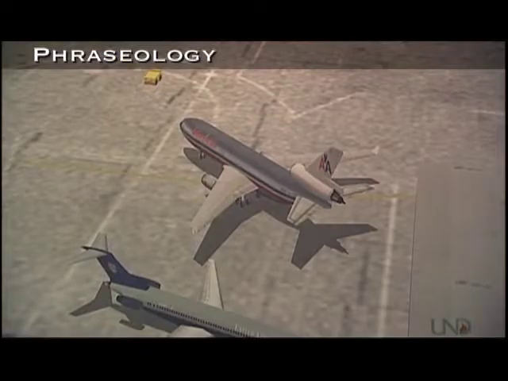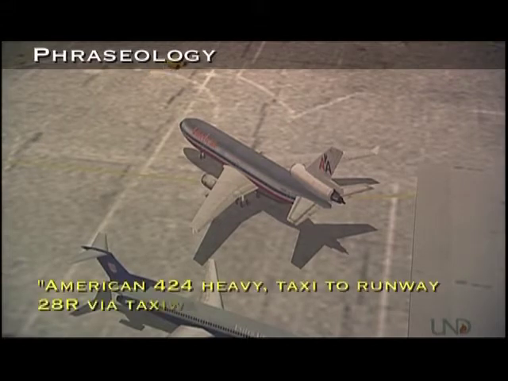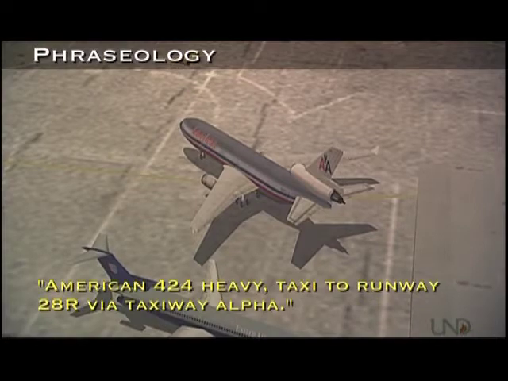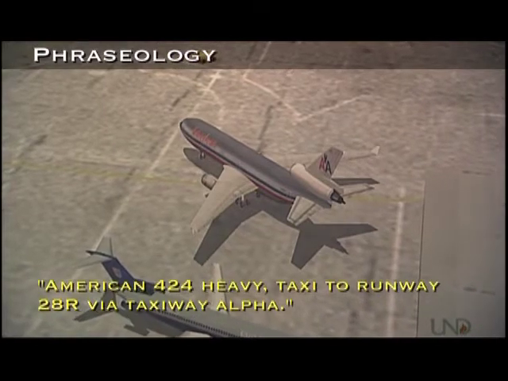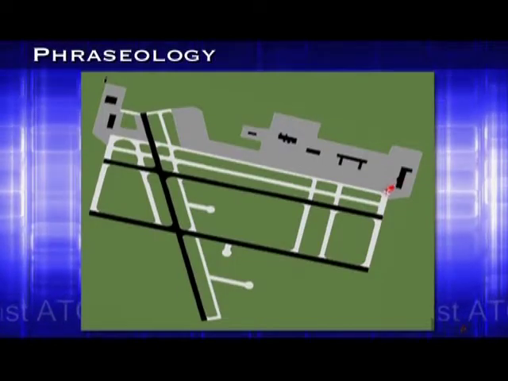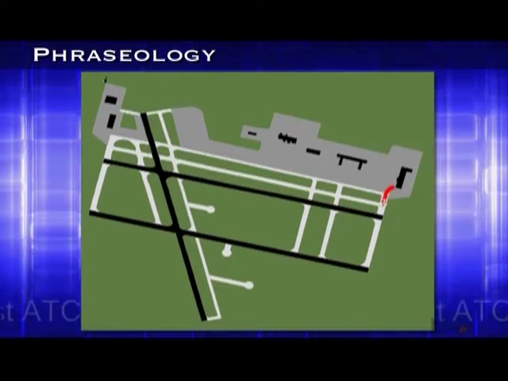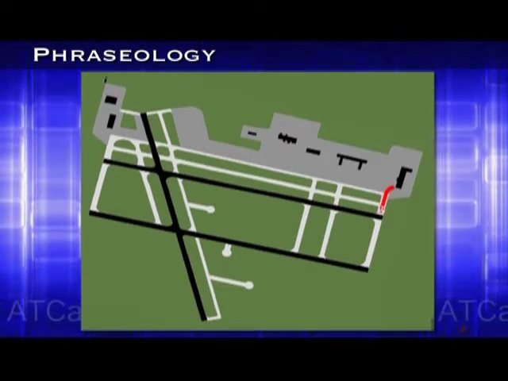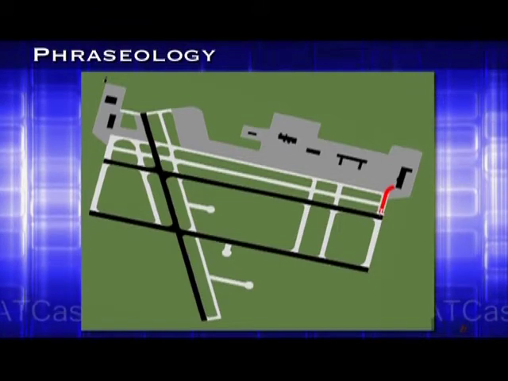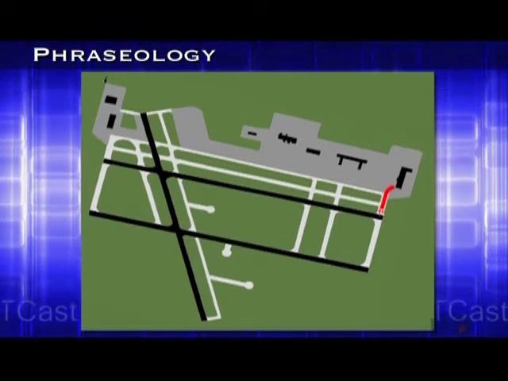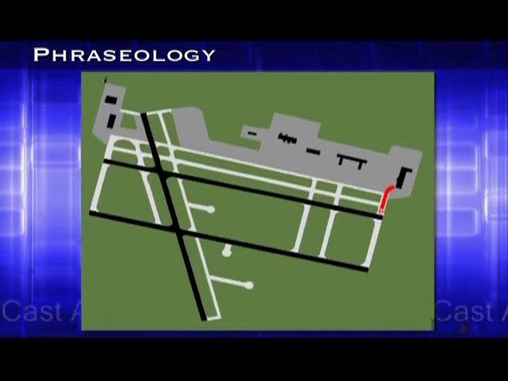In this case, American 424 Heavy will not need to cross any other runways, so the phraseology would simply be, "American 424 Heavy, taxi to runway 28 right via taxiway Alpha." This instruction authorizes American 424 Heavy to taxi to runway 28 right on taxiway Alpha, but not to enter the runway. Now let's say that American 424 Heavy needs to go to runway 28 left instead of runway 28 right.